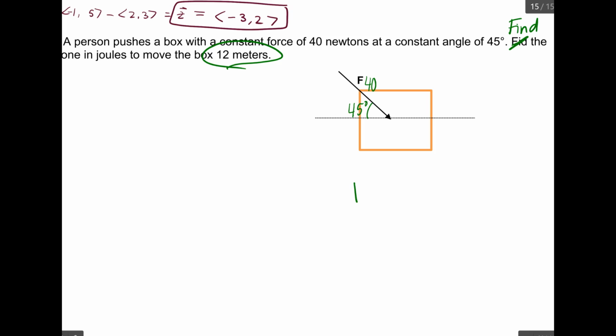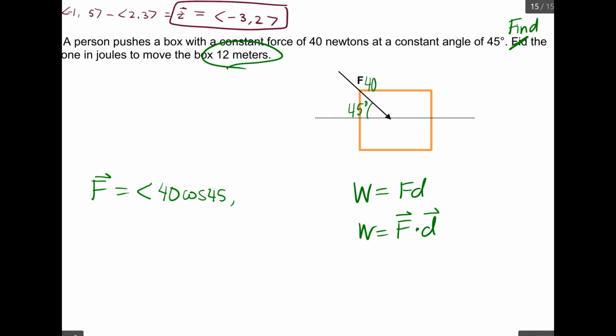I'm going to be using a little physics. Work is equal to force times distance. Work is literally the dot product of force and distance because they have to be parallel. You're taking the parallel component of force. So that's what you do when you do dot product. Surprise, physics time. I can break the force down into components: magnitude times cosine of your angle, comma, magnitude times sine of your angle. The distance is 12 meters, and that's going to be horizontal, not vertical.